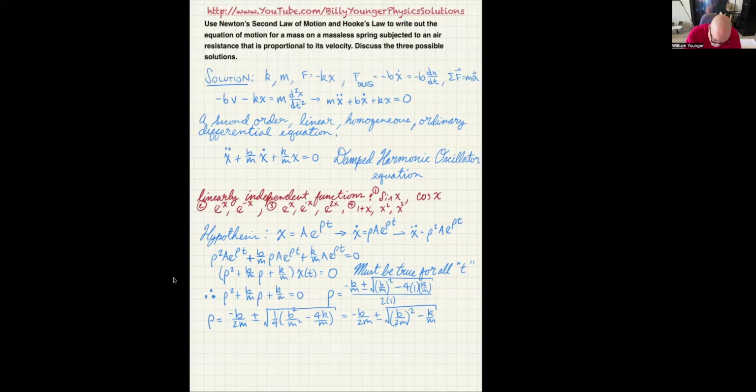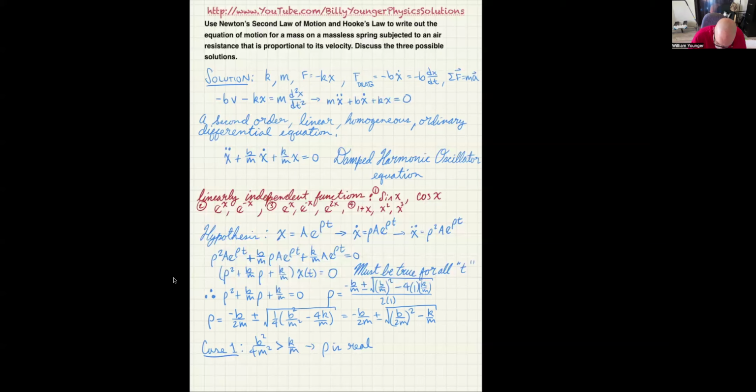So let's take b over 2m quantity squared. Let's say case 1, b squared over 4m squared is greater than k over m. That would mean that the solution is completely real, meaning it doesn't have an i part. The problem with that is the i part in an exponential is what gives you an actual sine or cosine. If you don't have an i in there, you just get e to the x, which is just exponential growth or exponential decay, something along those lines.